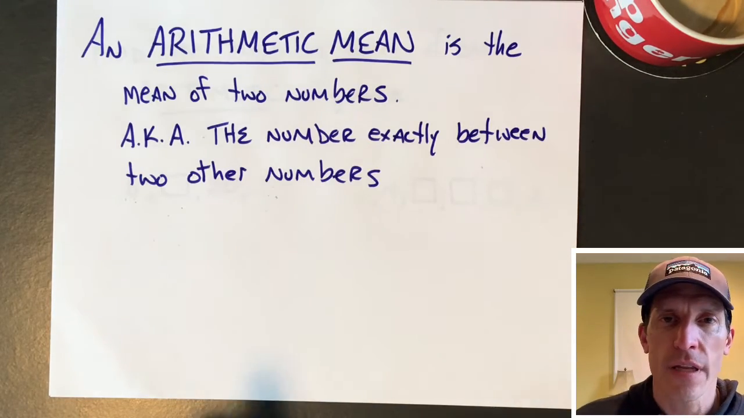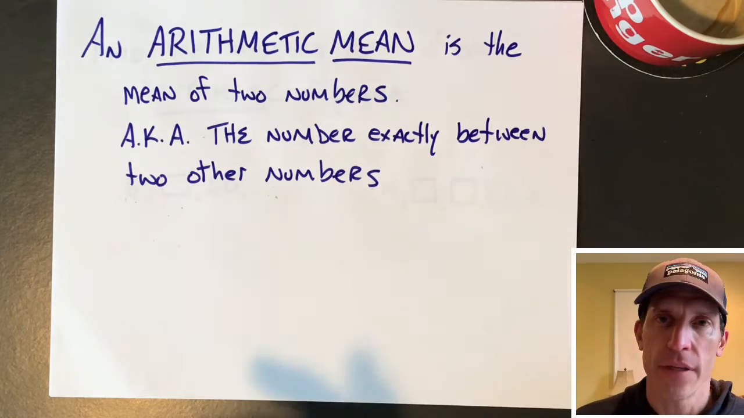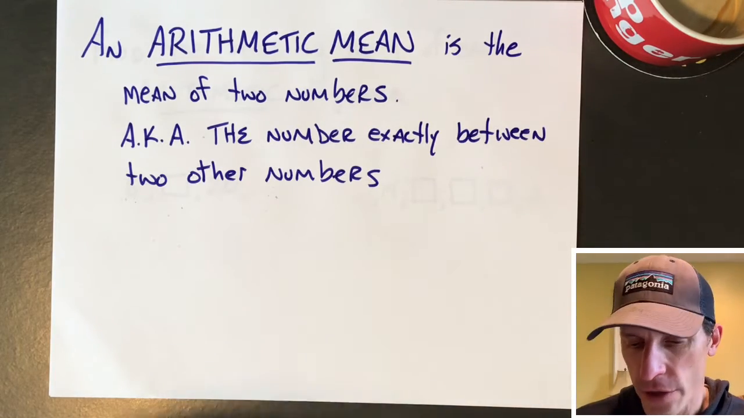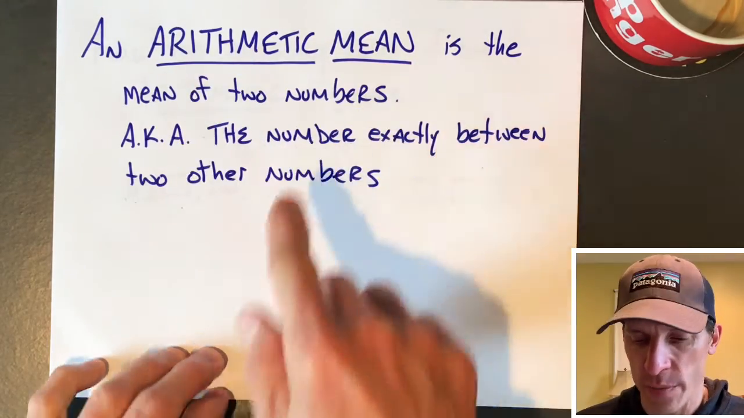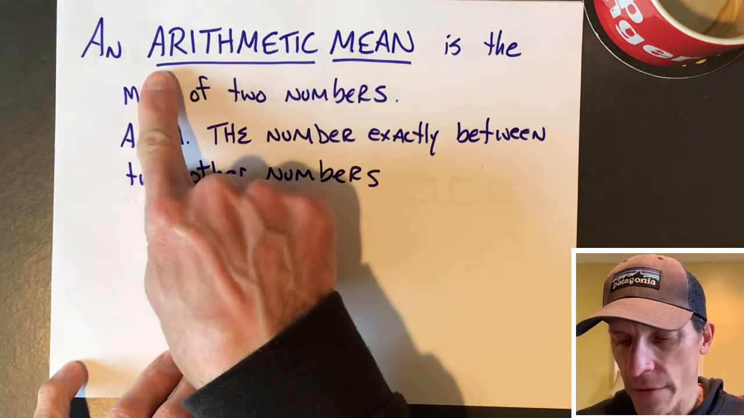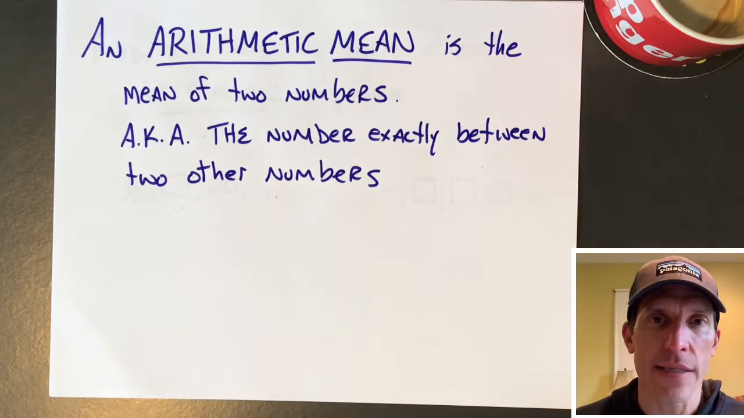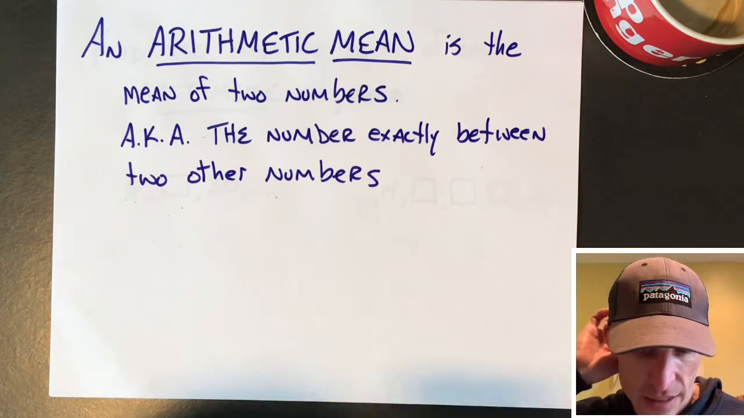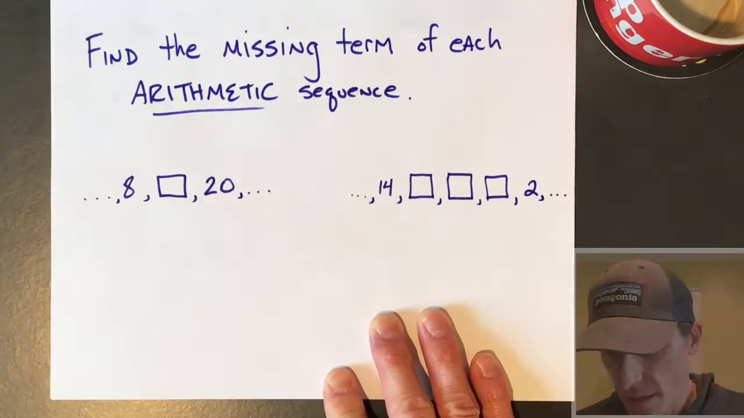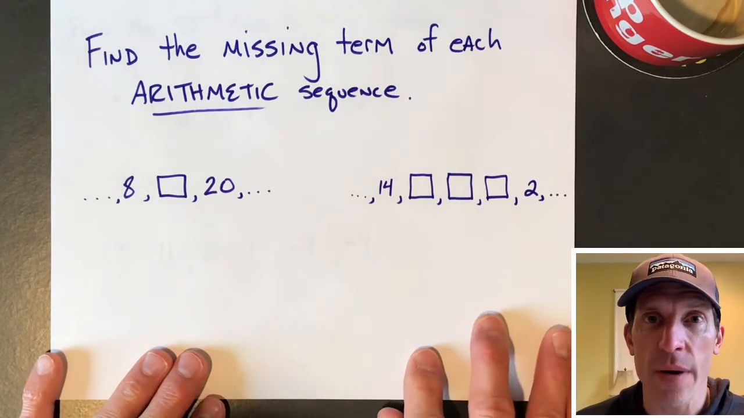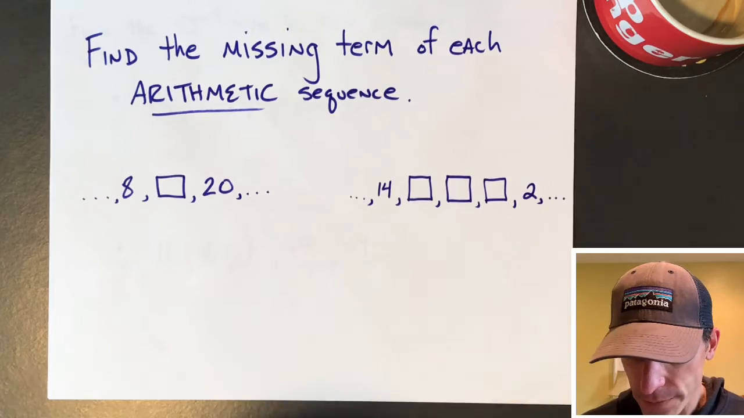Now, there's one more thing that I want to share in this little section of our unit, which is what an arithmetic mean is. Again, get away from calling it arithmetic. That's not what this is. This is an arithmetic mean, and the arithmetic mean is exactly what it sounds like. It's simply the mean of 2 numbers, or the number that's exactly in between 2 others. So let's go ahead and use the arithmetic mean to calculate a couple things.